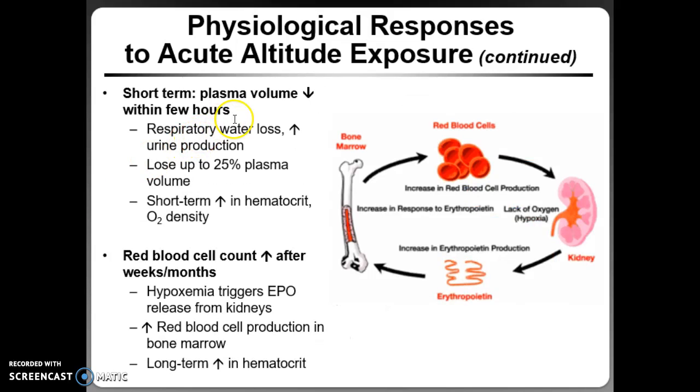Short term, what we end up seeing is a decrease in plasma volume within a few hours. So basically due to this increased respiratory water loss, we're going to see us lose up to about 25% of our plasma volume. So now that causes an increase in the hematocrit, meaning there's more red blood cells per ratio of plasma volume. Red blood cell count will eventually increase after weeks or months. And so this hypoxemia triggers EPO to release from the kidneys, increasing red blood cell production.